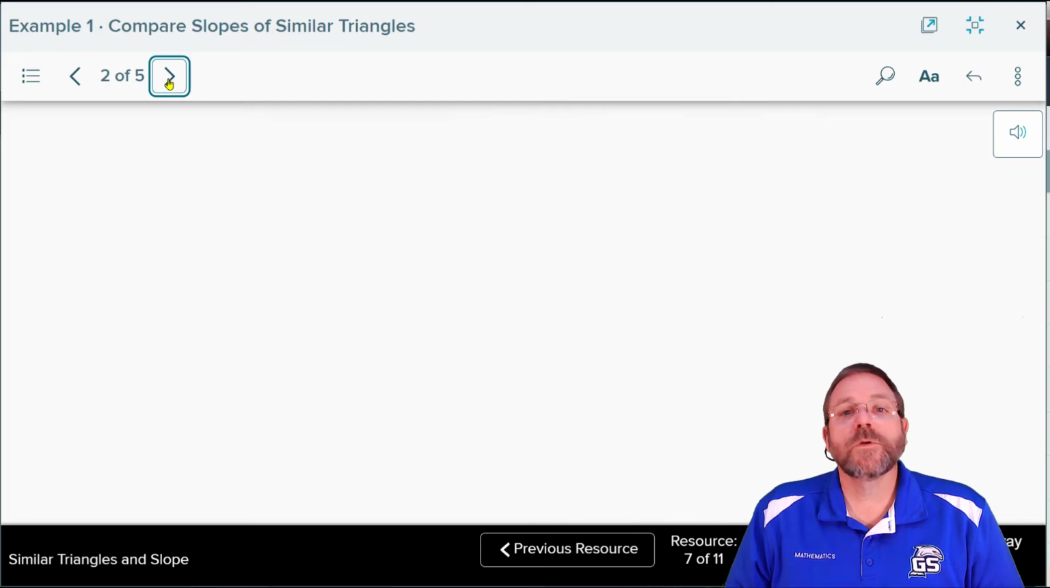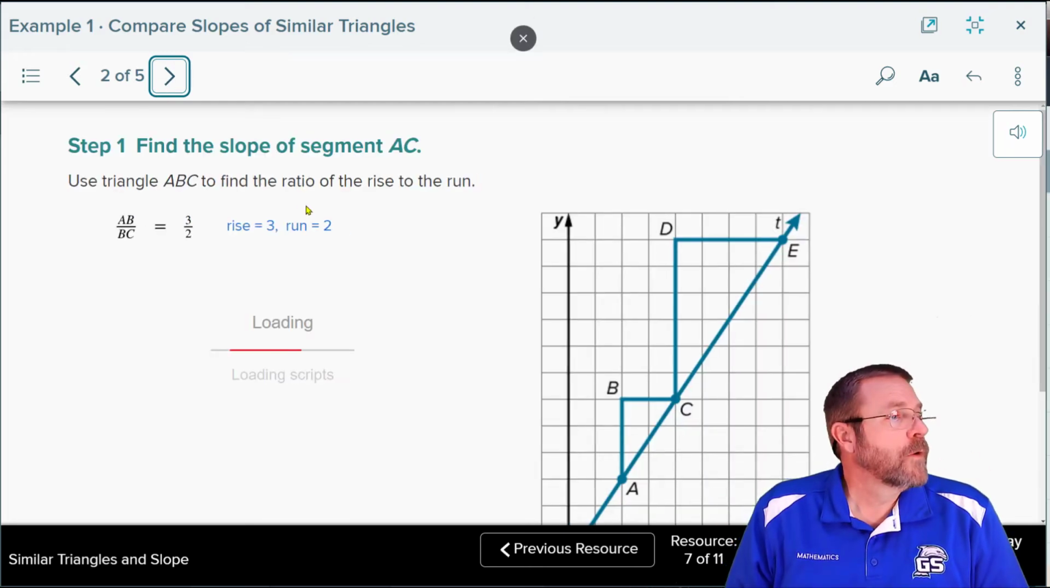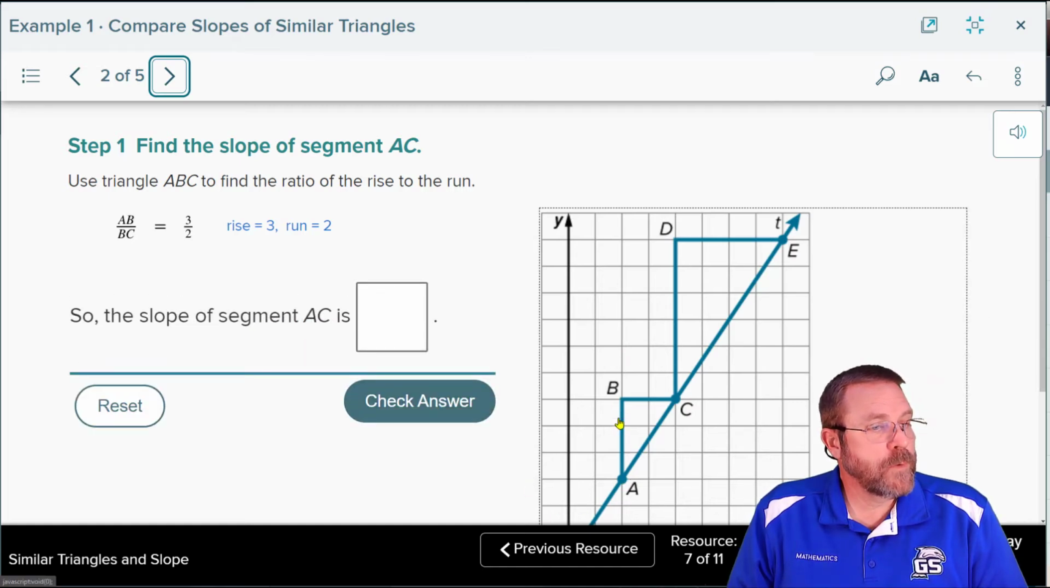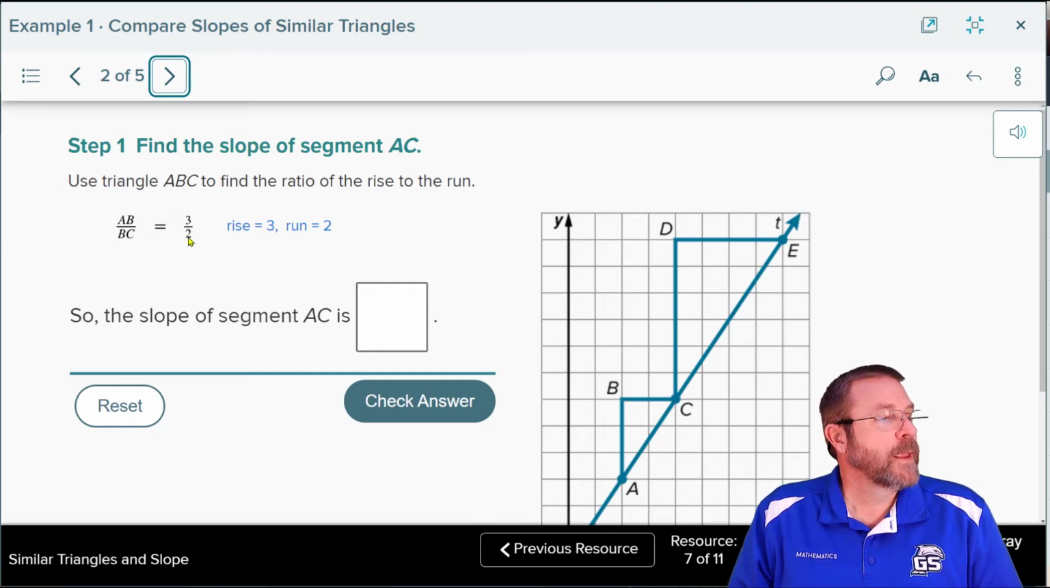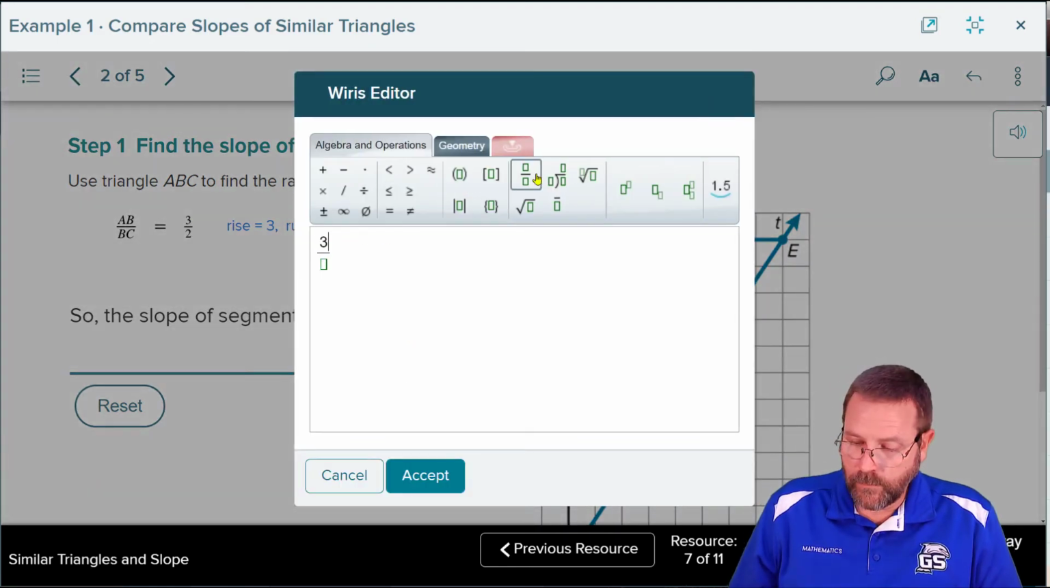So what do we have to do? We have to solve to get the slope of both points. First, they compared the rise AB right here, which is going to be 3, to the run BC right here, which is going to be 2, and that gives you a slope of line segment AC is going to be 3 over 2.